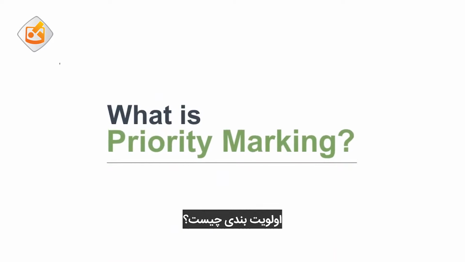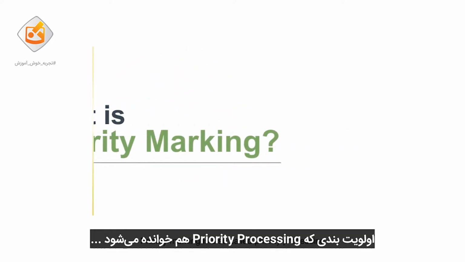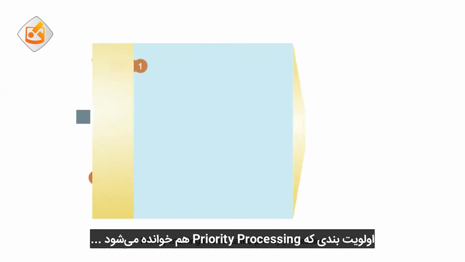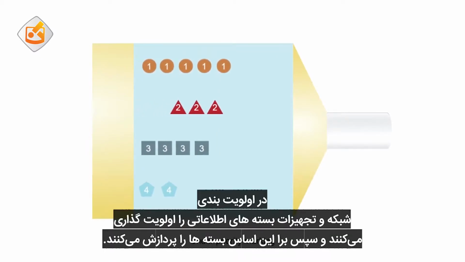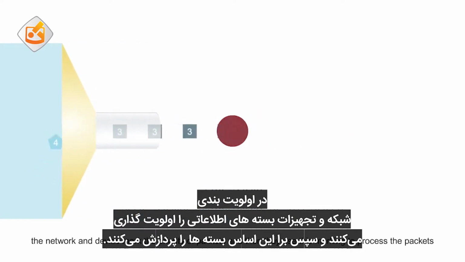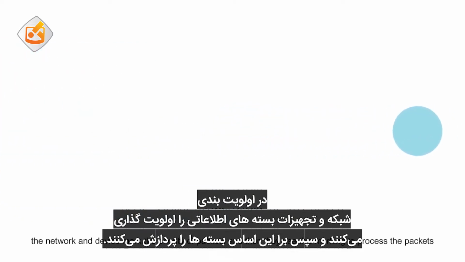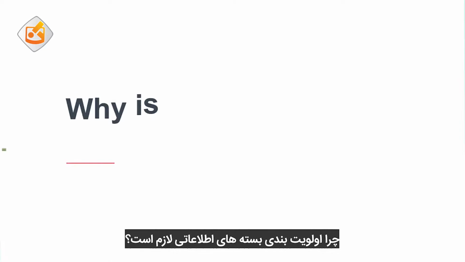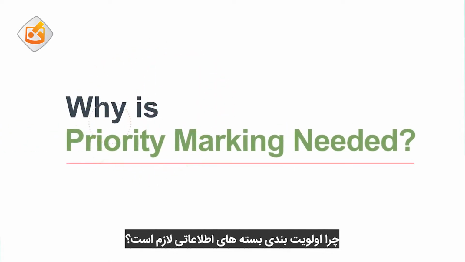What is priority marking? Priority marking is also called priority processing. Under priority marking, the network and device mark the priority of packets, and then they use this marking to process the packets. Why is priority marking needed?